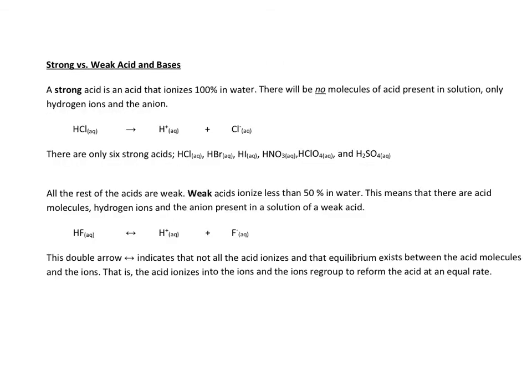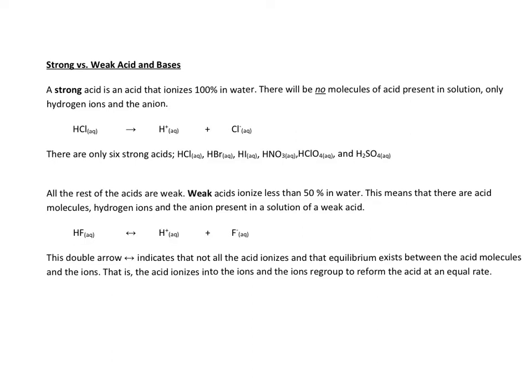Strong versus weak in terms of acids and bases. A strong acid is an acid that ionizes 100% in water. So there are no molecules of acid left in solution, only hydrogen ions and the anion. Hydrochloric acid contains zero molecules of hydrochloric acid. It's all H+ ions and Cl- ions.